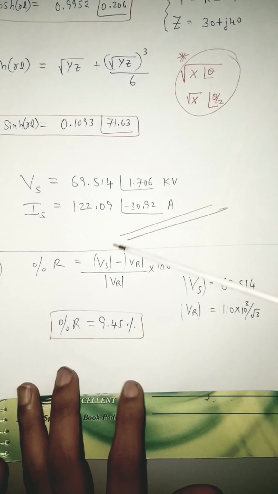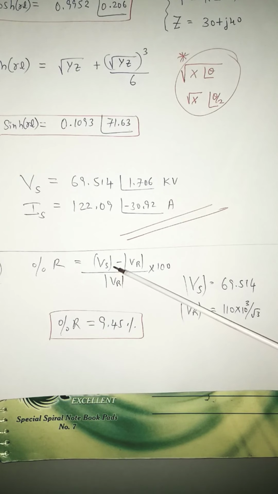Then percentage regulation. You know percentage regulation is Vs minus Vr by Vr into 100. Take the magnitudes. Vs magnitude is 69.514, Vr is 110 into 10 cube divided by root 3. Find the regulation, it is 9.45%.